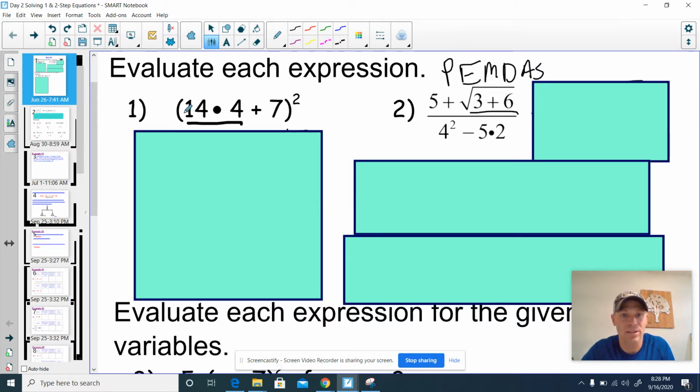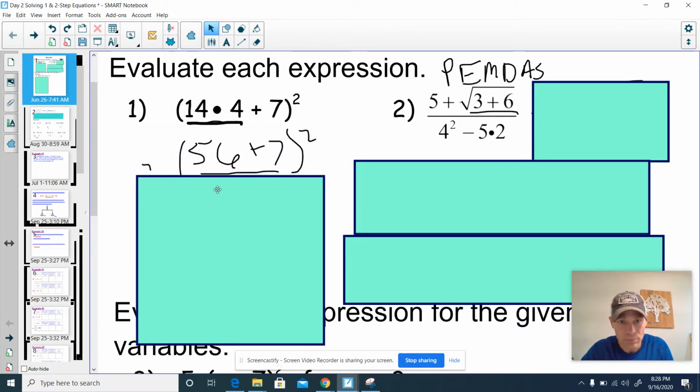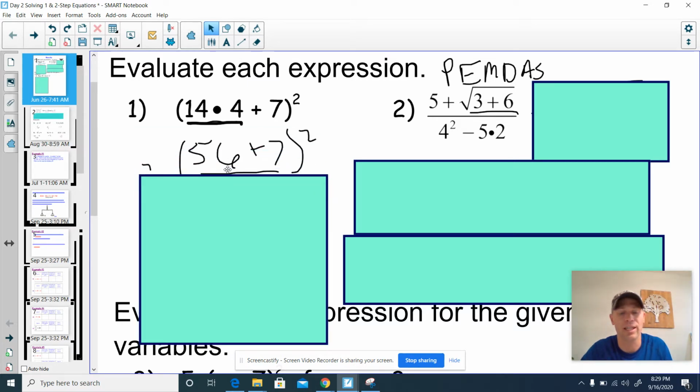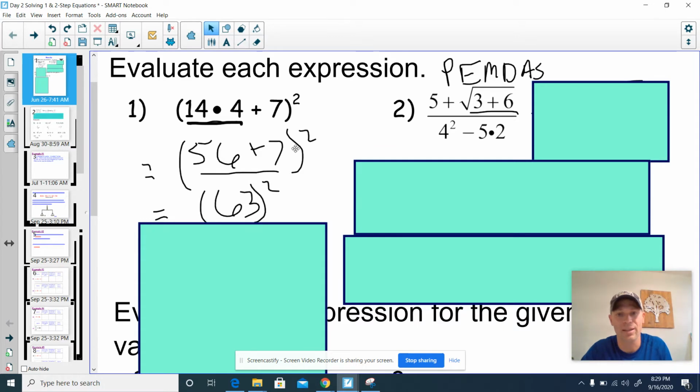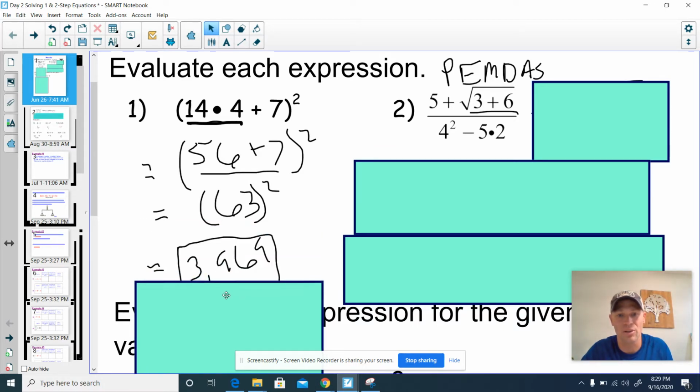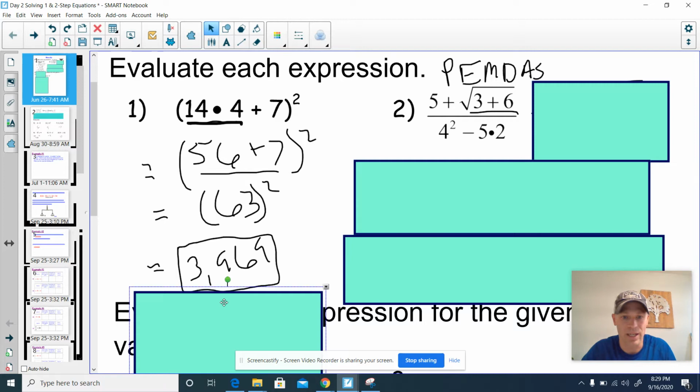So when I'm looking at 14 times 4 plus 7, that is in parentheses squared. Parentheses gets taken care of first. Now, inside this parentheses, I have a choice. I can multiply or add. And multiplication is needing to be done first because multiplication comes before addition. So the very first step that I do is multiply 14 times 4, and that gives me 56. Now I only have one thing left to do inside those parentheses, and that is add. So 56 plus 7 is 63. And then the last thing that I do there is square. I do get a large number, and that is 3,969.